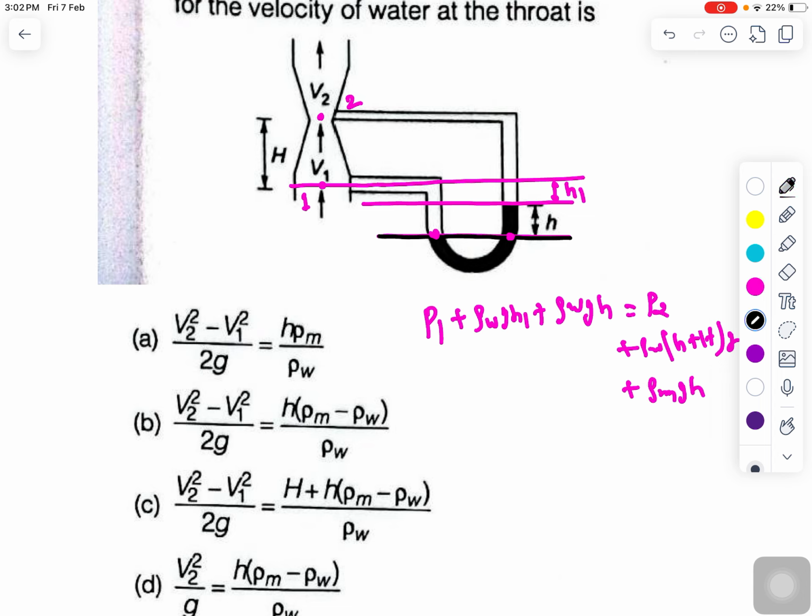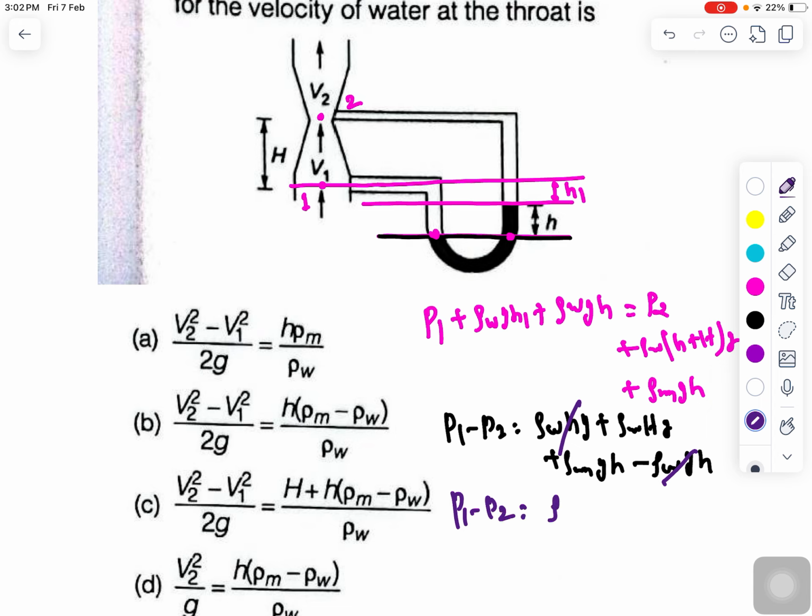Is that clear? So from here I can calculate the value of P1 minus P2, that is equal to rho W g H1 plus rho W g capital H plus rho M g small h minus rho W g small h. So rho W g small h will get cancelled out. So I can say P1 minus P2 is equal to rho W g H plus rho M g h. This is one equation.